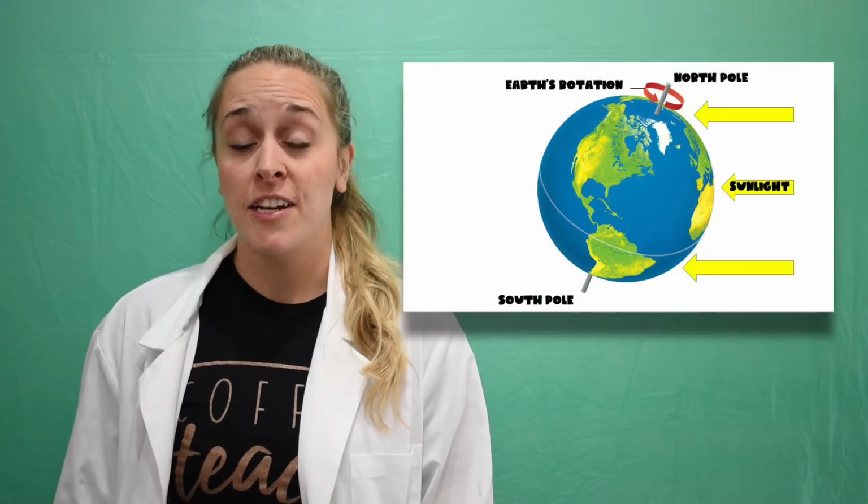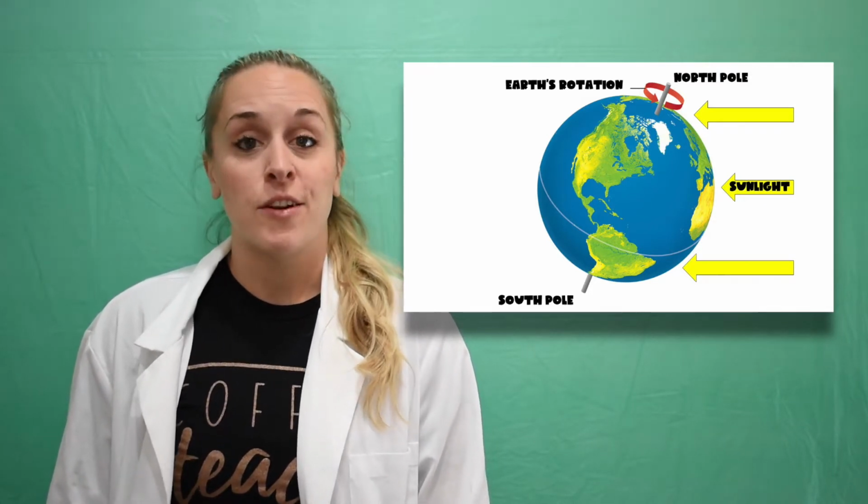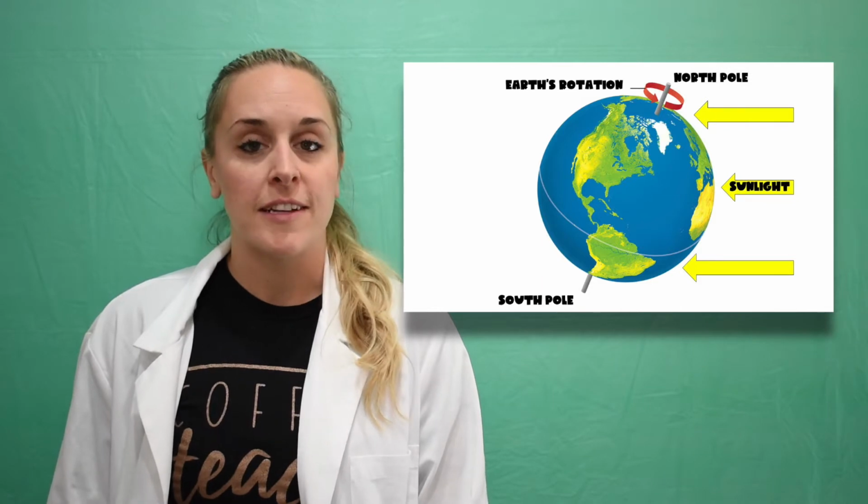What's an axis, you ask? Imagine you took a stick and stuck it through the North Pole and it came out the South Pole. This is the axis. The Earth is always spinning around it, kind of like a top.